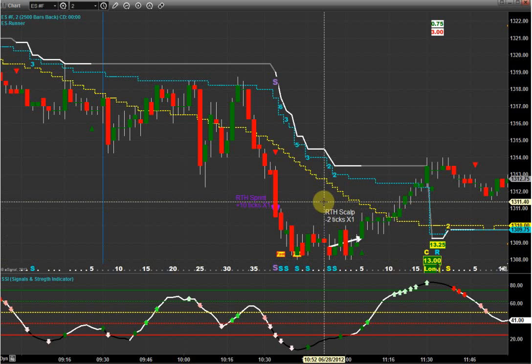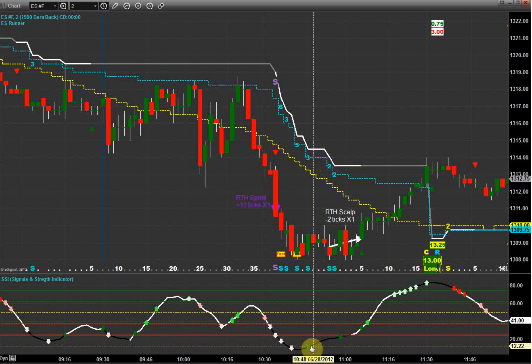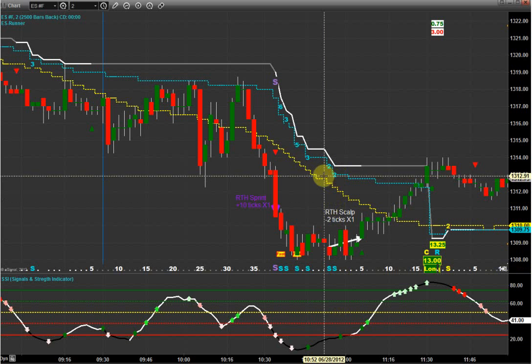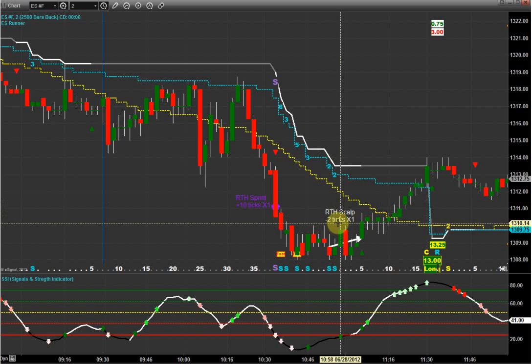Very simple thing to look at. When the scalp number comes up, do you have the SSI line going against you? If so, it's better to not take intra-series scalps. But that's not a rule right now, so I'm counting this as a 2-tick loser.